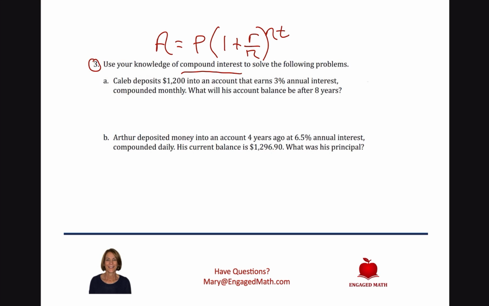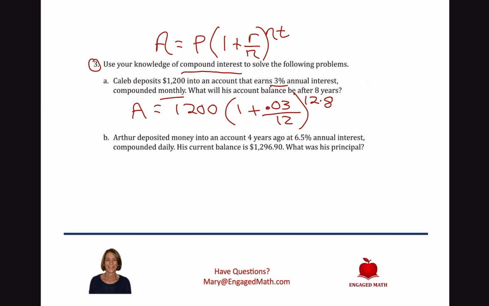Caleb deposits $1,200 and we're looking for his final balance. So we're looking for A, and his initial amount is $1,200. Then we're going to say 1 plus R, where R is the interest rate written as a decimal. So I'm just going to write 0.03, which is the same as 3/100ths. And then it's over the number of times it's compounded per year, which in this case is monthly. So we're going to put a 12 down there. And then our exponent is the number of times it's compounded, which is 12 times the number of years we keep our money in the bank, which is 8.